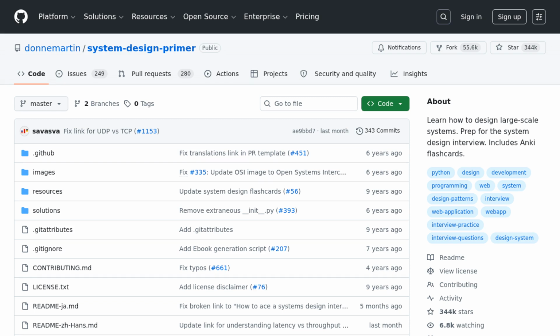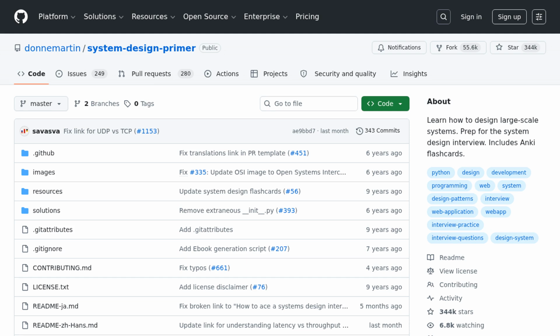What's the one skill that separates a mid-level developer from a senior architect? Very often, the answer is system design. But how do you learn to build systems for millions of users when all the knowledge you need is scattered across the internet? Well, a single GitHub repository might just have the most structured answer available today. The project is called System Design Primer, created by user donnemartin. This isn't an application. It's a massive, comprehensive learning resource.